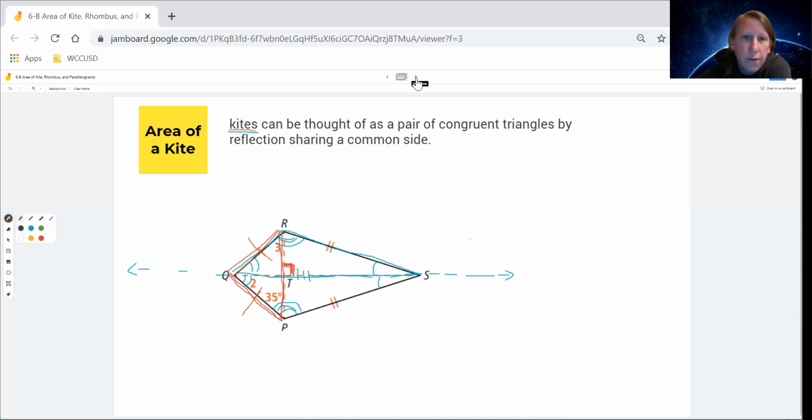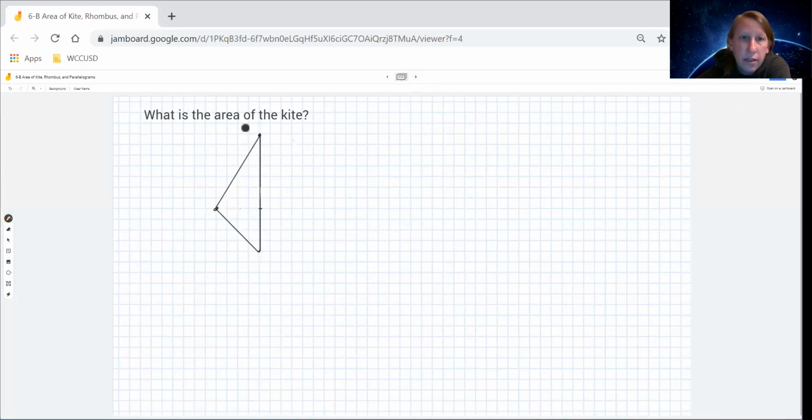Let's actually try to find the area of the kite. Well, the kite's not done yet. This is one of the two triangles of the kite. So I'm going to say this is my line of reflection, and I'm going to go 1, 2, 3, 4. That's going to be another vertex on my kite. Okay, and then I'm going to finish drawing my kite here. Okay, that is now a kite.